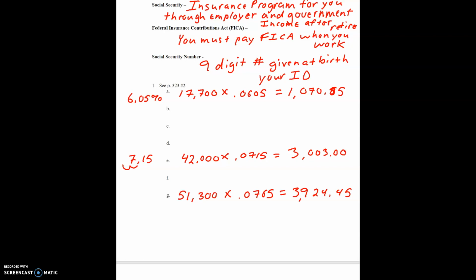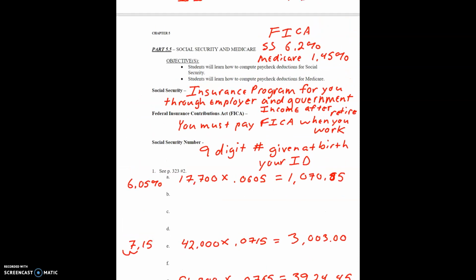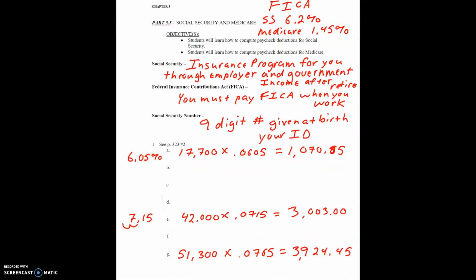Okay? The current percentages, as I mentioned, are 6.2% for Social Security and Medicare is 1.45%. Those are 2 numbers that you should know. So make sure those are written down in your notes because you will be using those in your current figures.